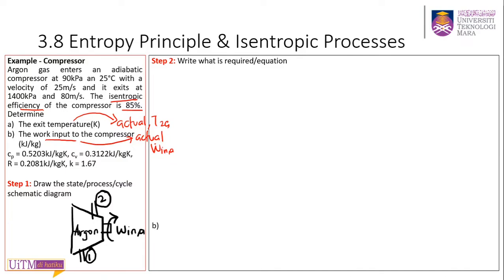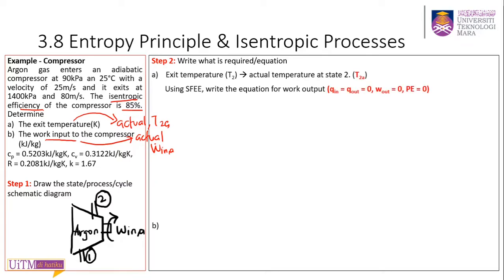Now for step 2, since the substance is a gas, to find the actual exit temperature at state 2, T2A, we will use the SFEE equation, and remember to write the conditions given in the question. For the SFEE equation, we'll be using lowercase letters, because from the question, the value for mass flow rate is not given.